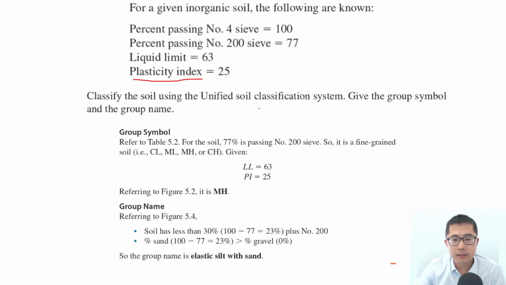Okay, now we're back. So hopefully you got this one right as well. This is ML. I'm sorry, this is an MH, and it's elastic silt. So that's basically what MH stands for. But because it has a significant amount of sand, you will have to include the "with sand" as well. So you might have missed this part, but it doesn't matter. Make sure you read all those superscripts very carefully.